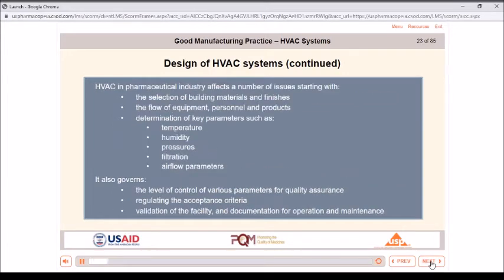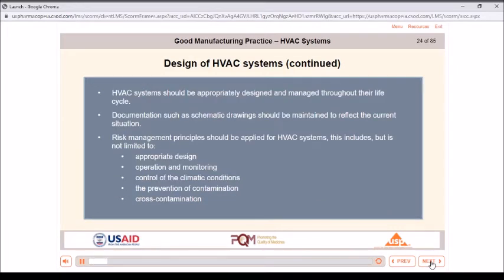Design of HVAC systems, continued. HVAC in the pharmaceutical industry affects a number of issues, starting with the selection of building materials and finishes, the flow of equipment, personnel, and products, and determination of key parameters such as temperature, humidity, pressures, filtration, airflow parameters. It also governs the level of control of various parameters for quality assurance, regulating the acceptance criteria, validation of the facility, and documentation for operation and maintenance.